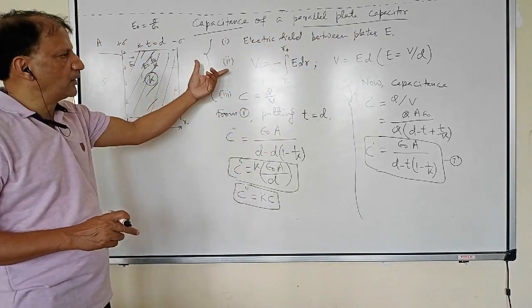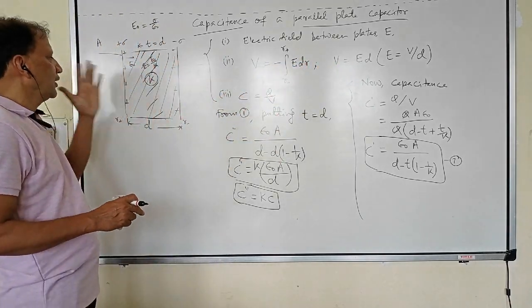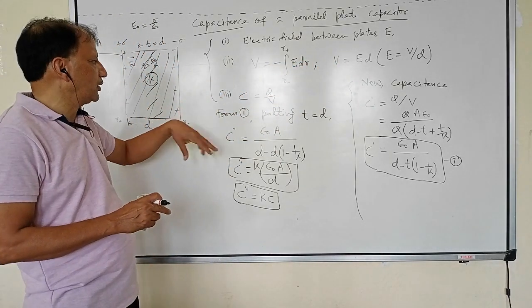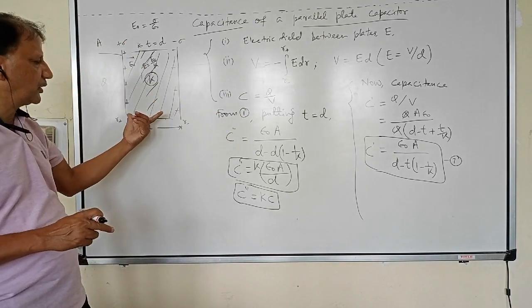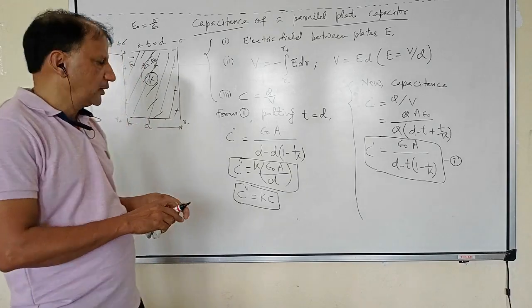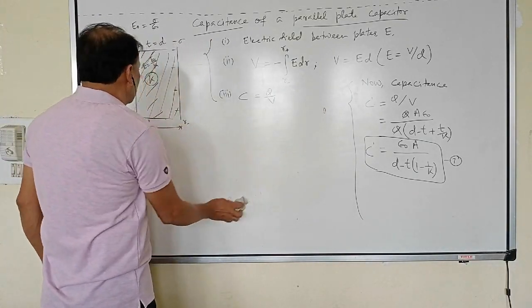Then we will calculate the potential difference between the plates by using this or this, whichever is convenient. Now the third step: capacitance is given by C equal to Q by V. We will put the value of potential difference V between the plates and we will obtain the desired result.